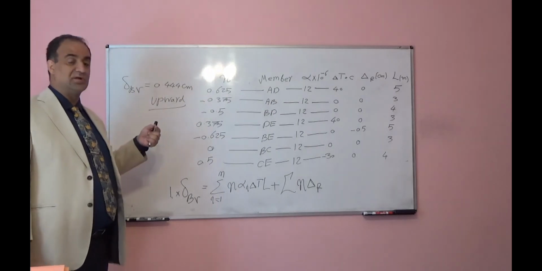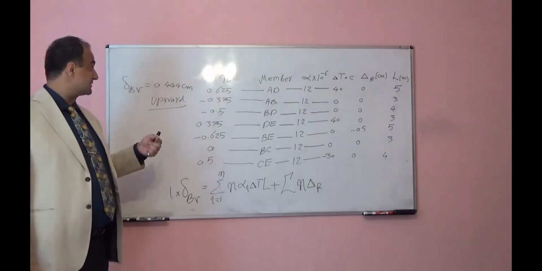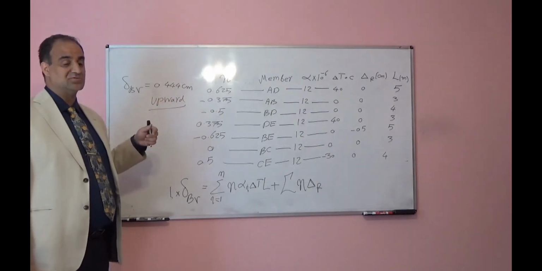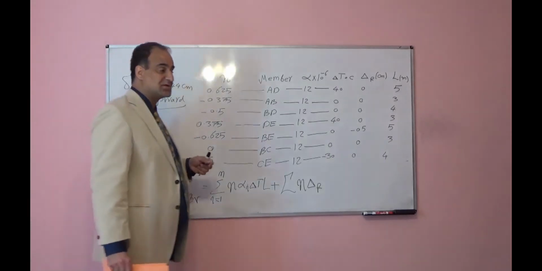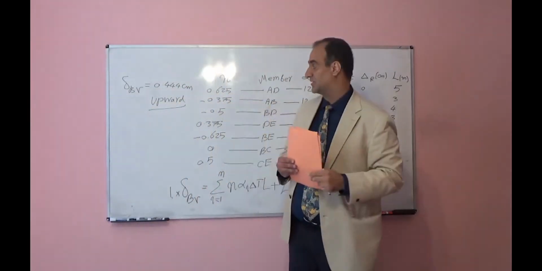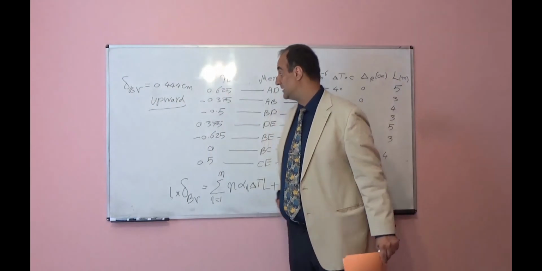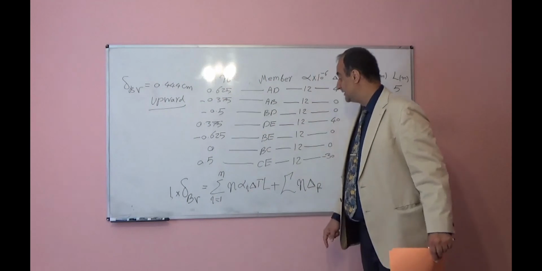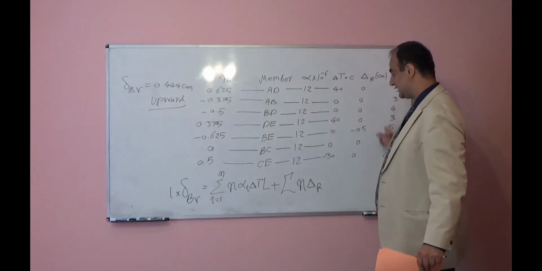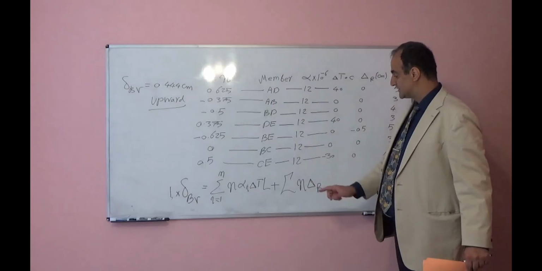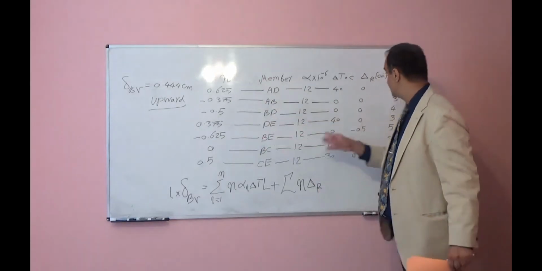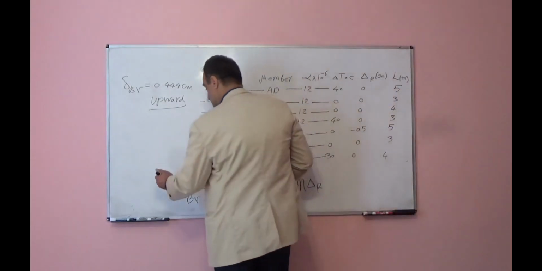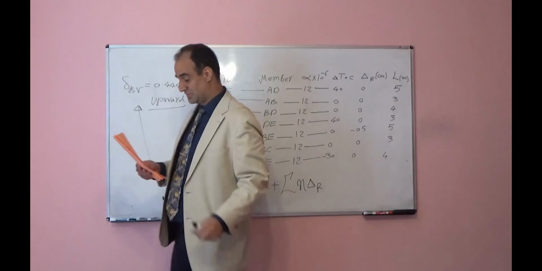If you apply the unit load at point B downward, in that case you will get negative answer. Negative answer means you will understand the deformation is not downward, it is upward, and you can sense the direction. So first you will multiply this column to the alpha delta TL and add together, plus you will multiply this column to this column and add together, you will get total deflection at point B.